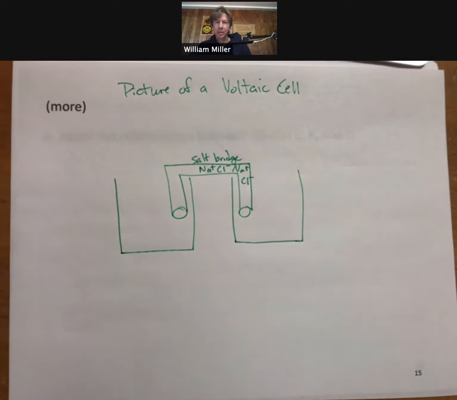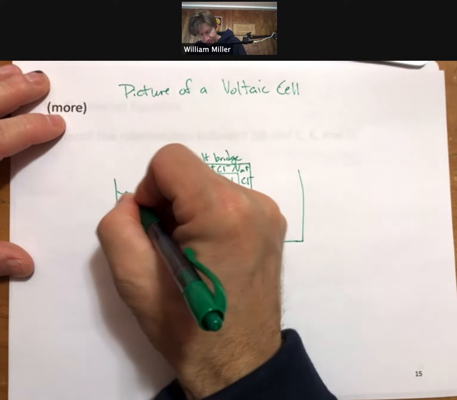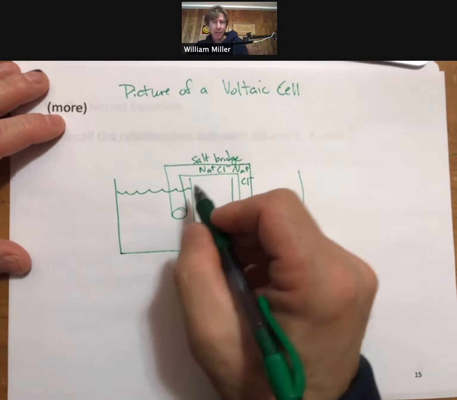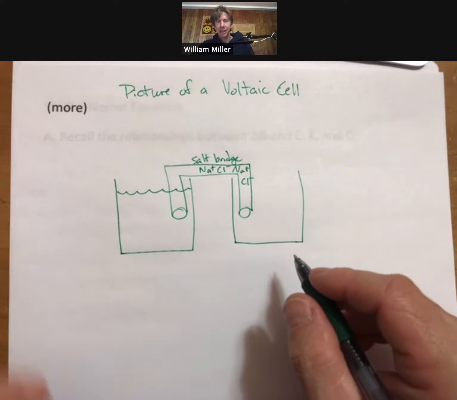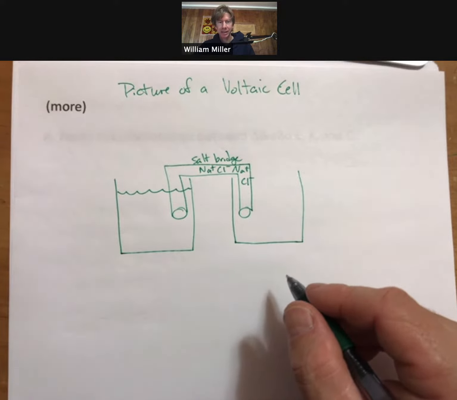It could be sodium nitrate, could be sodium chloride, just about anything. Or what's this? Just about those two are very safe. Sodium sulfate is another one. Anything that is very soluble and doesn't react.